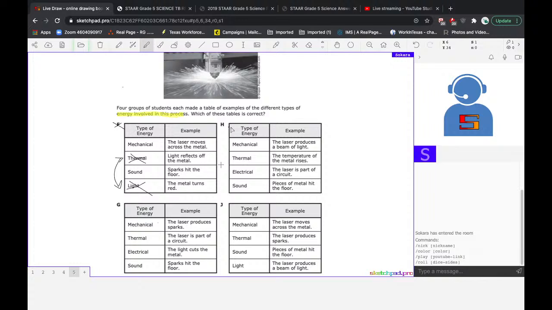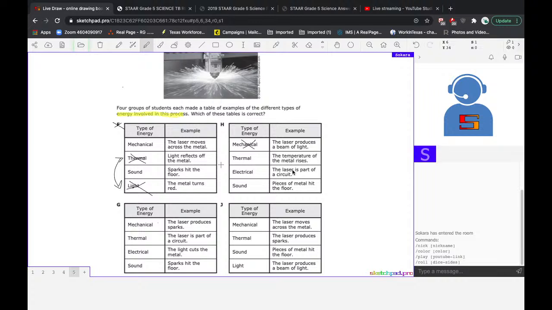All right. Now next we're going to look at option choice H. This one is saying mechanical energy is the laser produces a beam of light. Well, that's not mechanical energy. Again, that is light energy because it's producing light. So that is incorrect. Make sure to read these key pieces of information. They can be real dead giveaways here. So when it says light, that usually means it's going to be light energy.